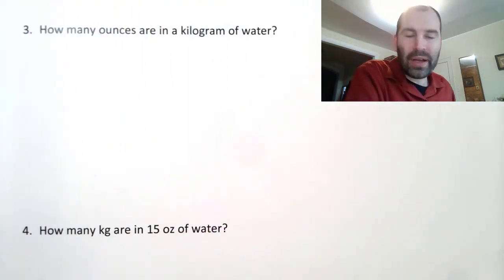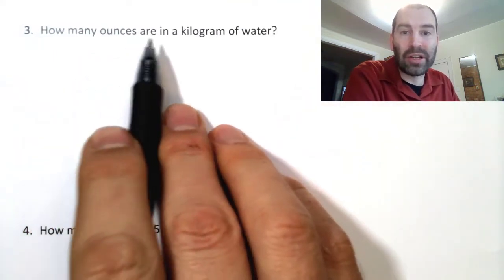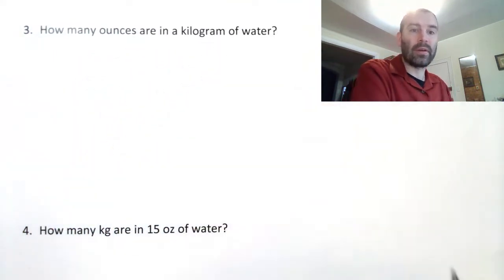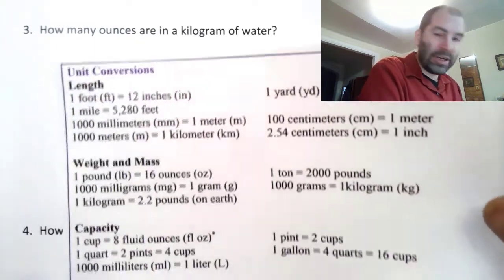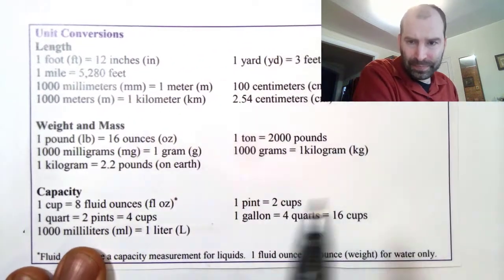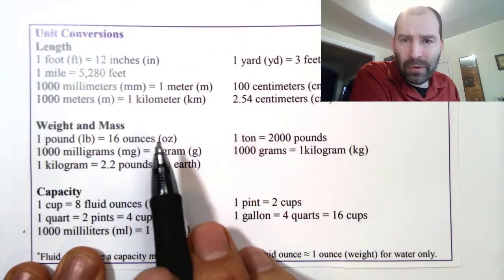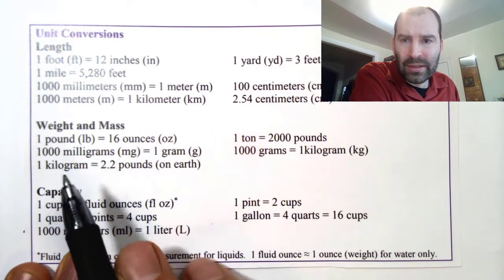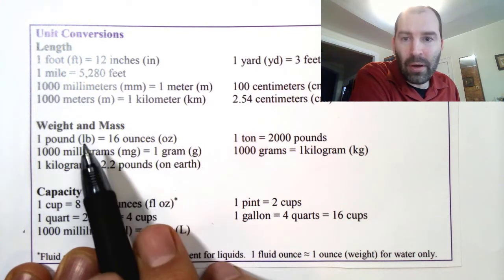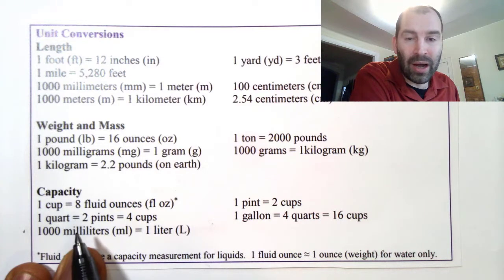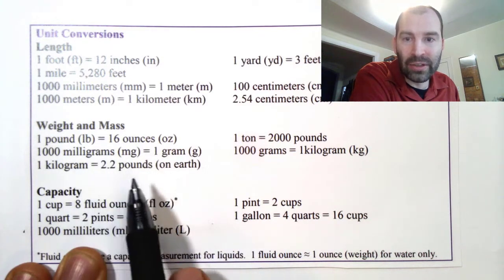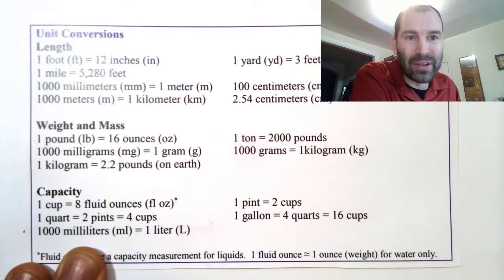All right, next up we have some more problems here. These are going to be a little bit more involved. It says how many ounces are in a kilogram of water? Okay, so if we look over here at our units, we need to convert from ounces to kilograms. Now you'll notice that no one of these equalities actually do the job. There's no one of these equalities that actually goes from ounces to kilograms.